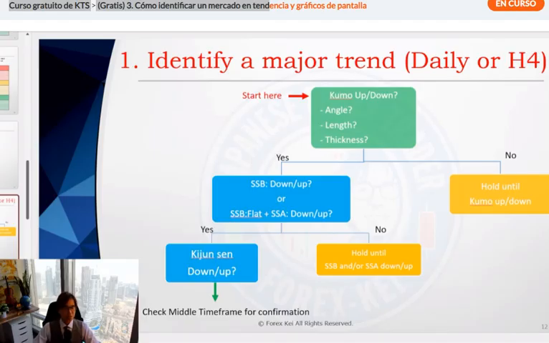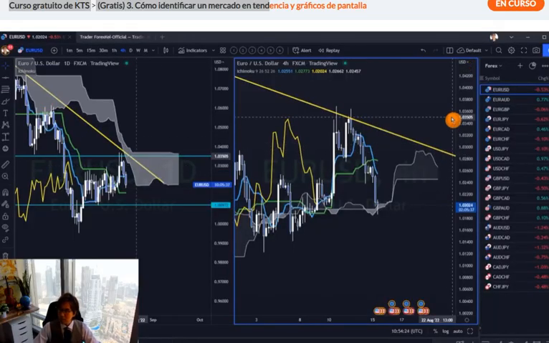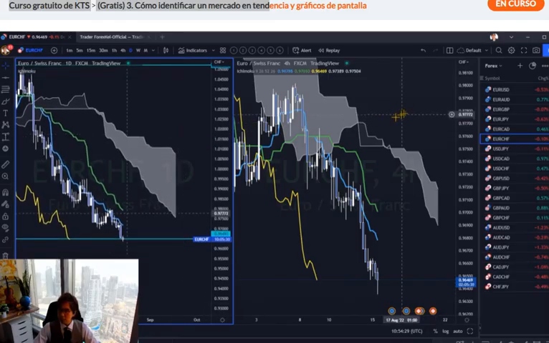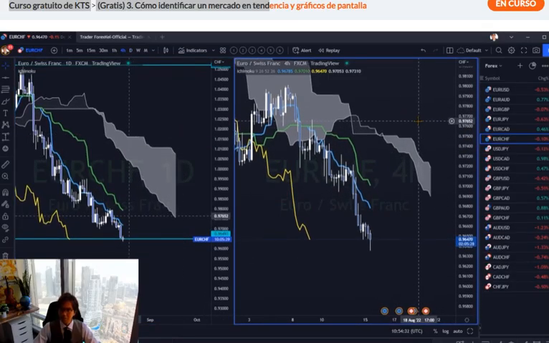Right, so let me show you a couple more examples. Let me pick another pair. Let's say, what about Euro Swiss franc? If you look at the Euro Swiss franc, this one is down, right? If you look at the Kumo angle, Senkou span B again is above when it's bearish, and Senkou span A is below. So the Senkou span B angle is down, and the Senkou span A angle is also down on the daily.